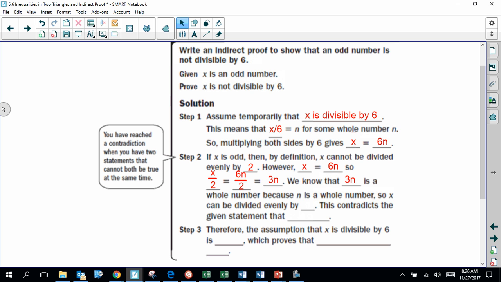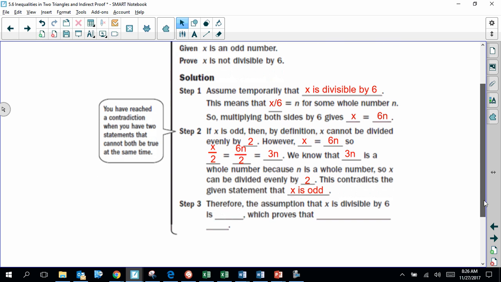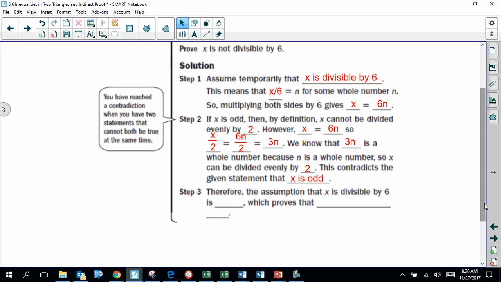Okay, so here's where we're entering our contradiction. This contradicts the given statement that x has to be odd, because if I divide an odd number by 2, I'm not going to wind up with a whole number. I'm going to wind up with a decimal of 1/2 somewhere. So therefore, the assumption that x is divisible by 6 is false, which proves that x is not divisible by 6. Okay, and that's really all we're going to be talking about.